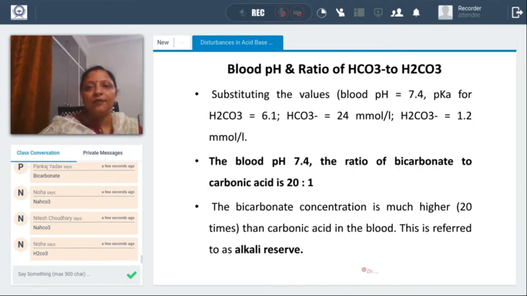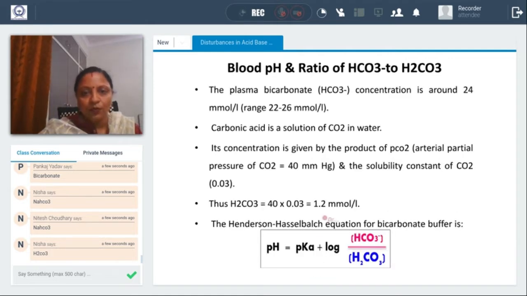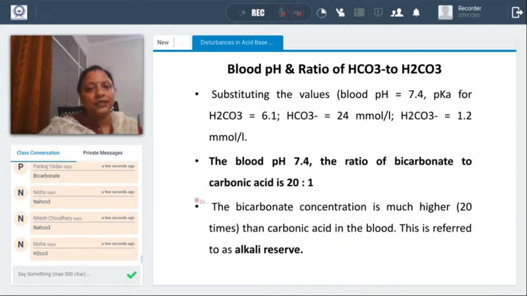Substituting the values: blood pH is 7.4, pKa for H2CO3 is 6.1, bicarbonate is 24 millimole per liter, and H2CO3 is equal to 1.2 millimole per liter. So the blood pH is 7.4. The ratio of bicarbonate to carbonic acid is 20:1. Please remember this data: the ratio of bicarbonate to carbonic acid is 20:1.